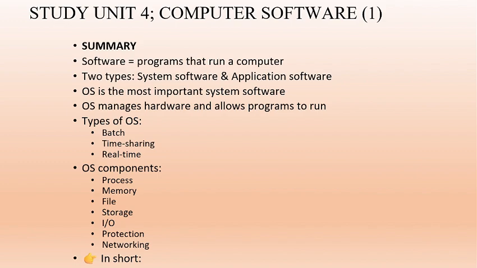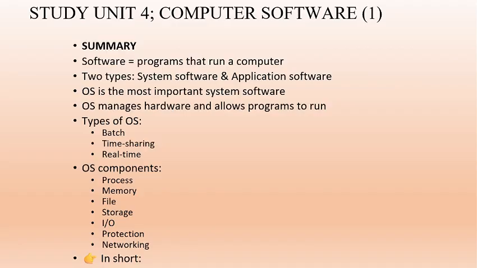So, operating system components. What are the components of an operating system? The first one, process management. Second one, memory management. Third one, storage management. Fourth one, input and output system. We have the file management. We have the protection system, networking, and command interpreter.